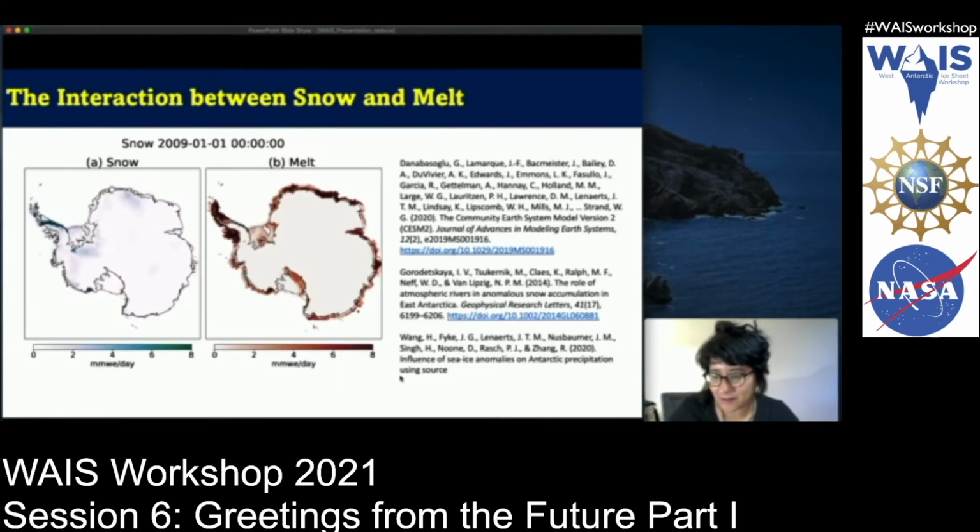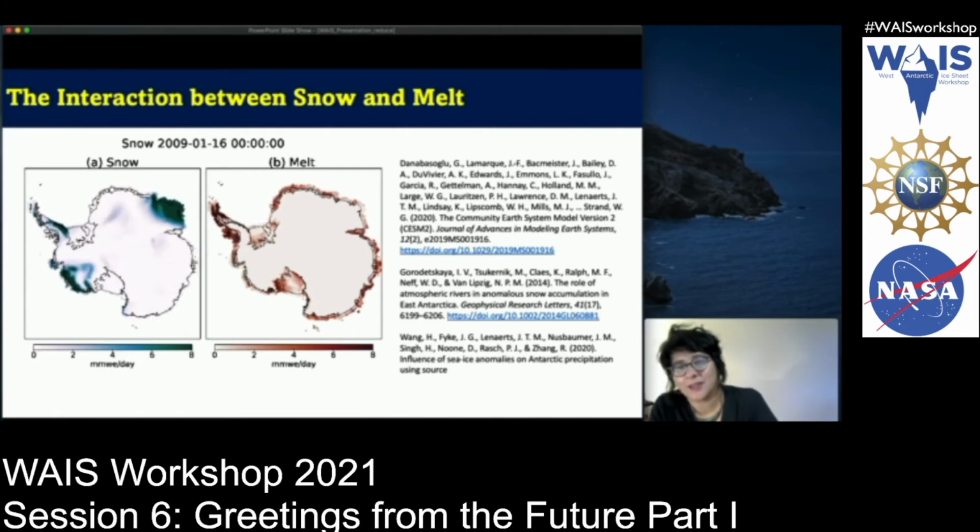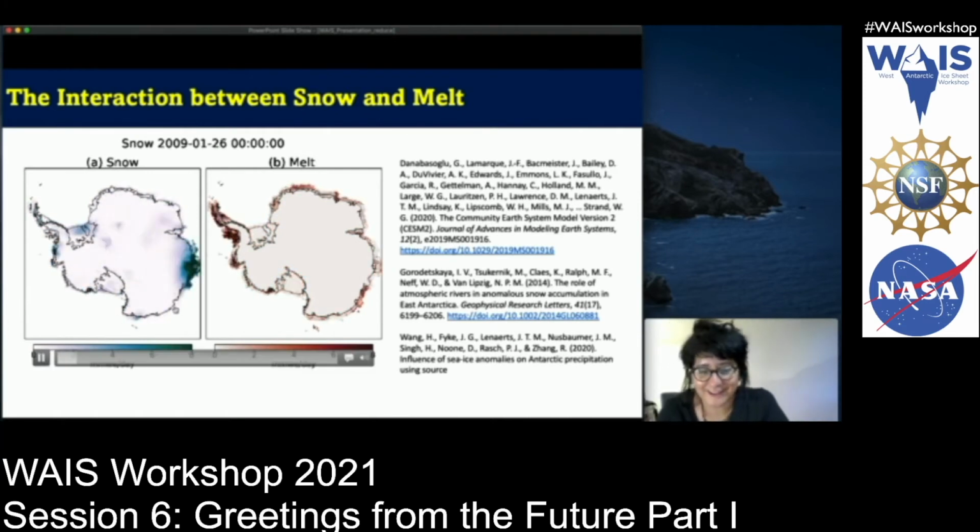And I'll conclude here by just showing off a map of snow and melt over 2009 from ANSI, and I look forward to the discussion. Thank you.